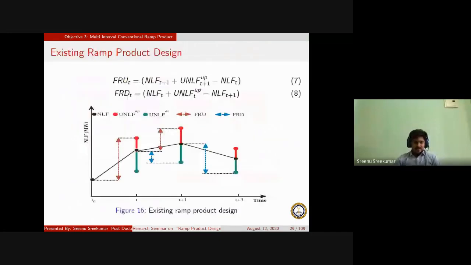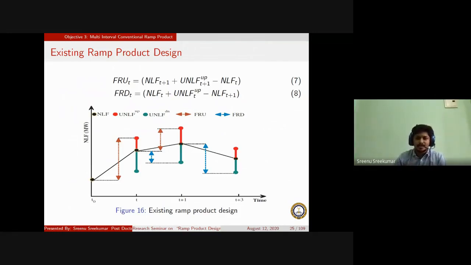And this figure shows the existing FRP design. T0 to T is one interval and T to T+1 is another interval. You can observe that here it considers only end time uncertainty. Here T0 is the start point and T is the end point, but they consider only end time uncertainty. But all these data points are forecasts only. So uncertainty can be present at all time steps. So we have to consider both start and end time uncertainty.